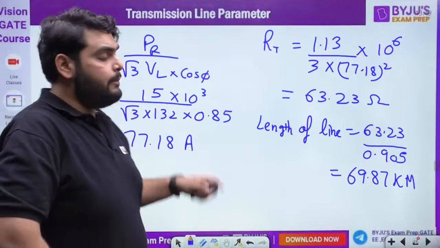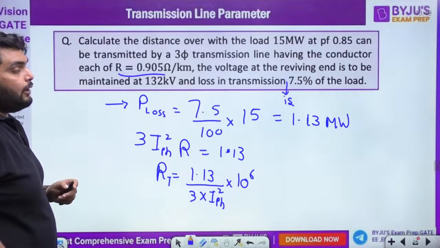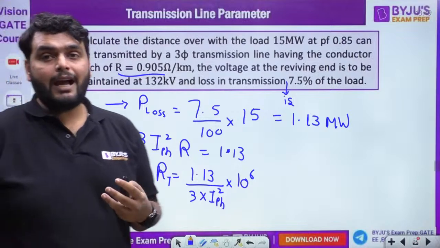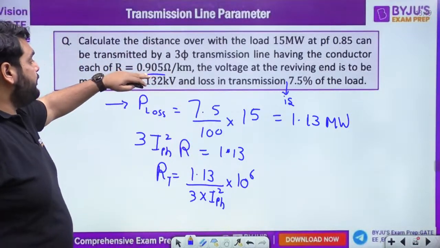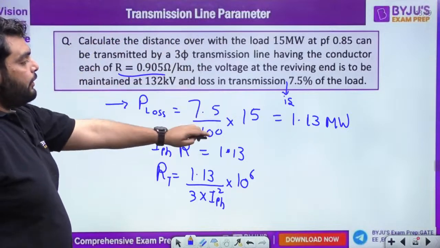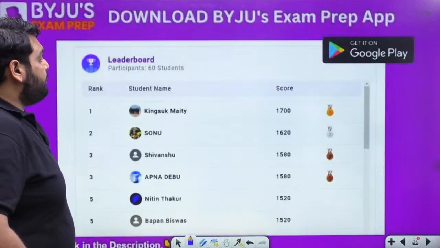Okay, understood this concept? So we have been given a resistance per kilometer. So we have to find out the total resistance. Once we have the total resistance, we can divide it by the per kilometer resistance, and we can get the length of the line. Understood?